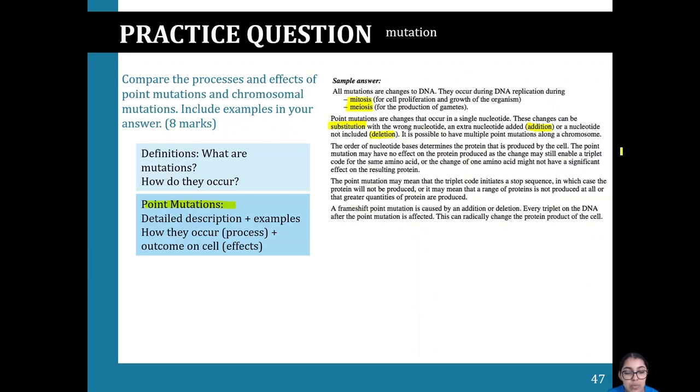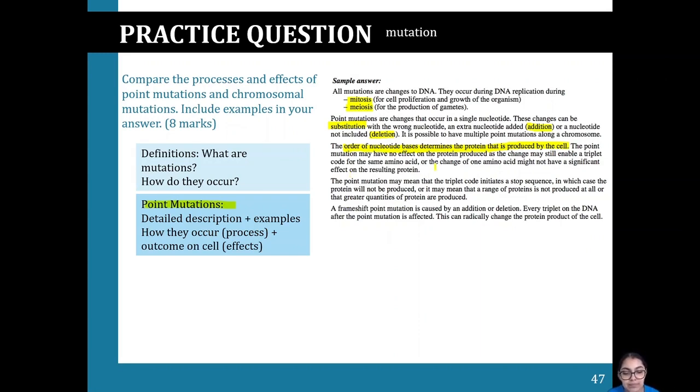It is possible to have multiple point mutations along a chromosome. The order of nucleotide bases determines the protein that is produced by the cell. So we actually link this back to the effect. We have to talk about what is actually happening here. The point mutation may have no effect on the protein being produced, as the change may still enable a triplet code for the same amino acid, or change of one amino acid might not have a significant effect on the resulting protein.